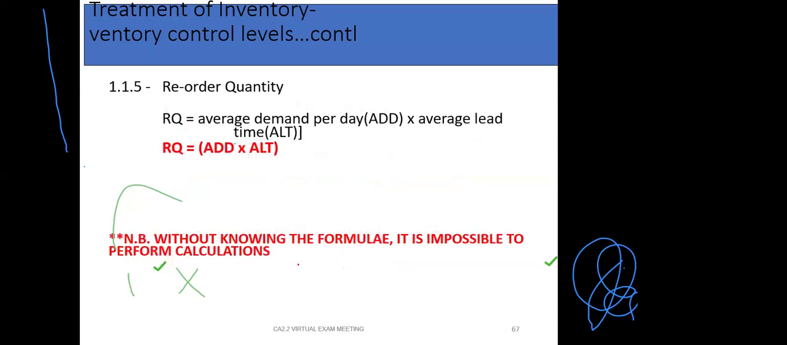Reorder quantity. It's average demand per day times average lead time. Again, average demand per day, average lead time. And I'm saying there that without knowing the formula, it is impossible to perform the calculation.